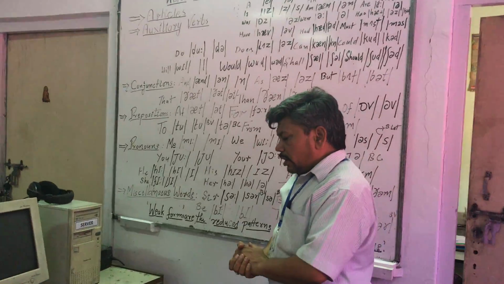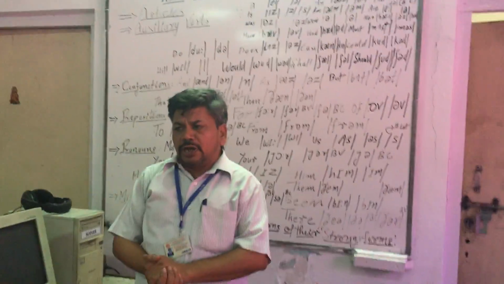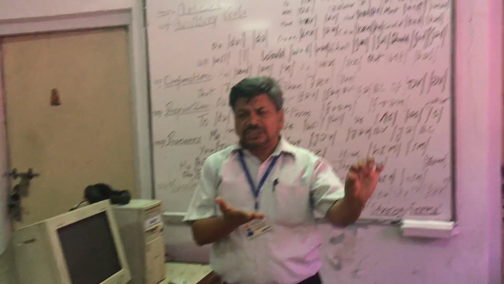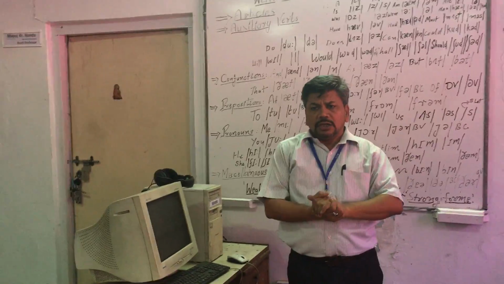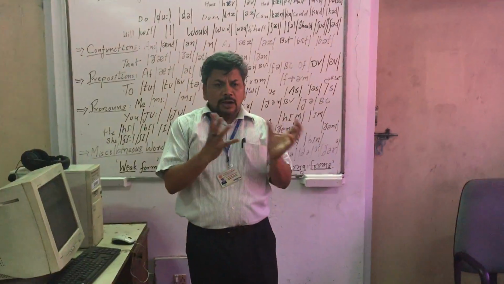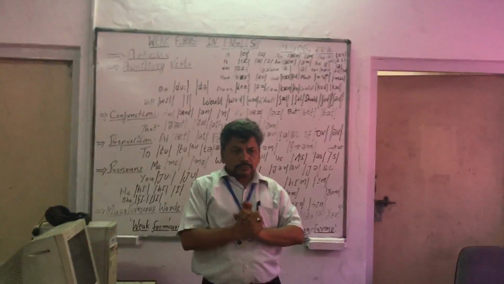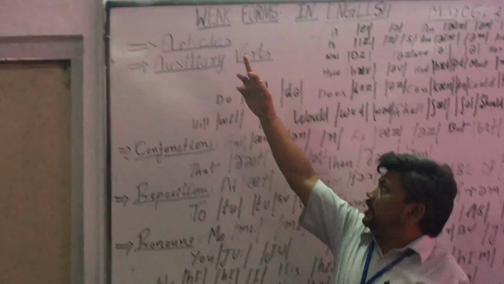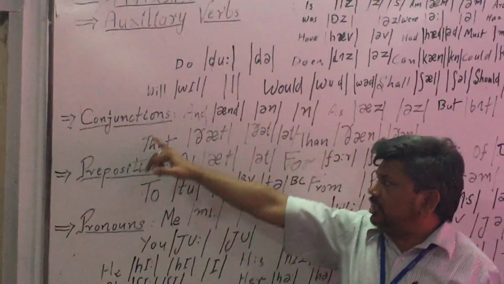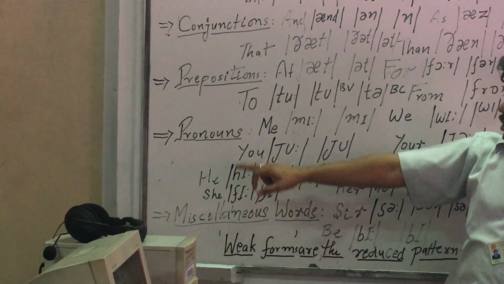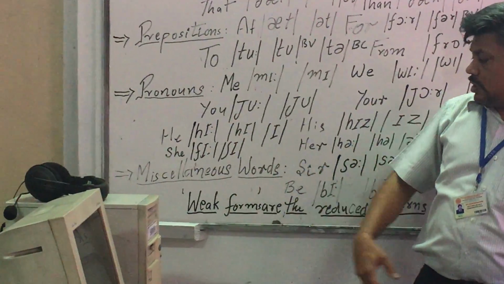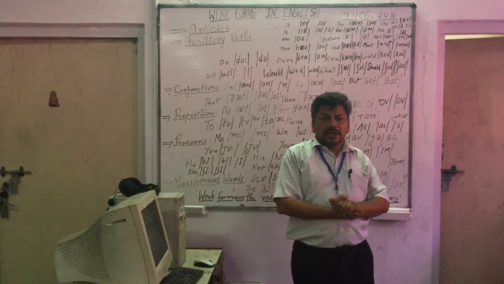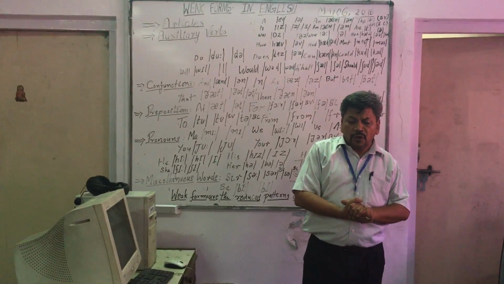The next important point I would like to discuss here is that because of accenting and shifting, stressed and unstressed syllables, there are certain function words. Those function words are known as articles, auxiliaries, conjunctions, prepositions, pronouns and a few miscellaneous words. They have their weak forms in English. They are possible weak forms.